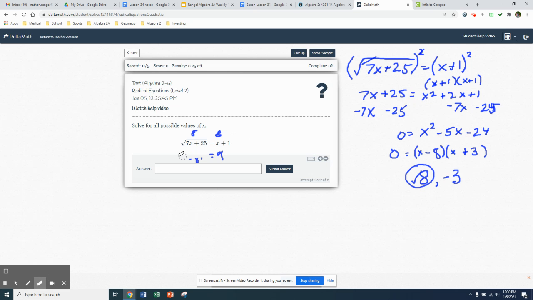Next, I'll put negative 3 in there. So we'll check that. 7 times negative 3 is negative 21. Plus 25 is going to be 4. So I get the square root of 4. On the right side, I get negative 3 plus 1, which is negative 2. So now you're asking yourself this question. Is the square root of 4 equal to negative 2? No, that is not going to be equal. So since that is not equal, that means that negative 3, that's a false solution. So negative 3 would not be one of my solutions. I am not going to use it. When I answer, I'm just going to put in my answer of 8.